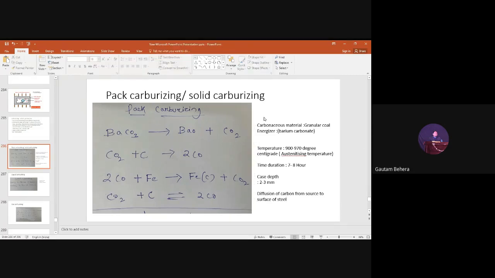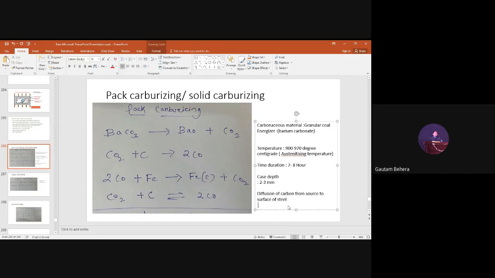Okay, let me tell you quickly some points so you understand. In pack carburizing or solid carburizing, we use a solid source of carbon, basically coal, charcoal or coke. Maximum people use granular coal, and this is done for 7 to 8 hours. The case depth also depends upon the holding time, and this is done at the austenitizing temperature because the solubility of carbon is more in the austenite phase. And we choose, as I told, low carbon steel, with carbon content maximum 0.25. By this we can increase the carbon percentage up to 0.7 to 0.9 weight percent.